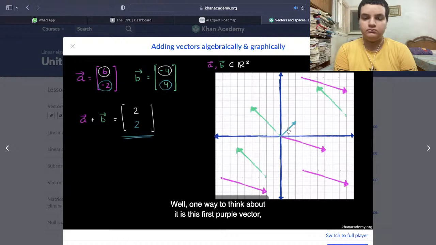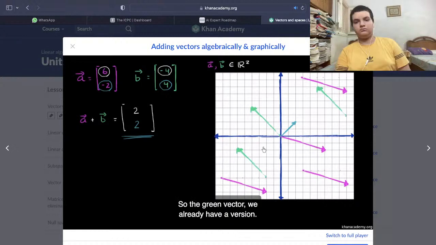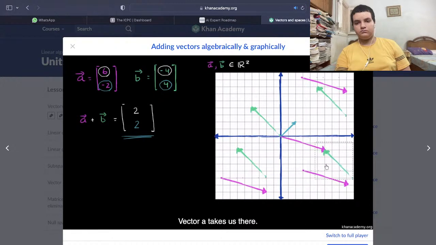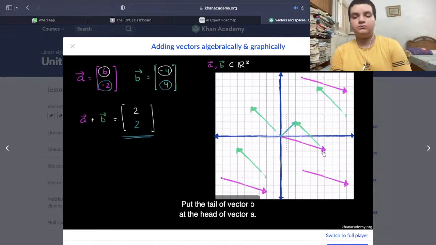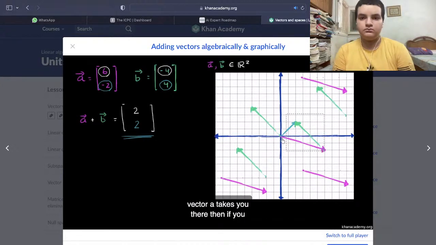Well, one way to think about it is this first purple vector shifts us this much. It takes us from this point to that point. And so if we were to add it, let's start at this point and put the green vector's tail right there and see where it ends up putting us. So once again, we start at the origin, vector A takes us there. Now let's start over there with the green vector and see where the green vector takes us. And this makes sense. Vector A plus vector B. Put the tail of vector B at the head of vector A. So if you were to start at the origin, vector A takes you there.